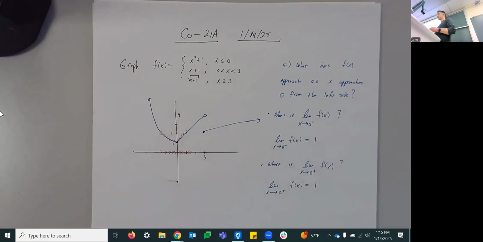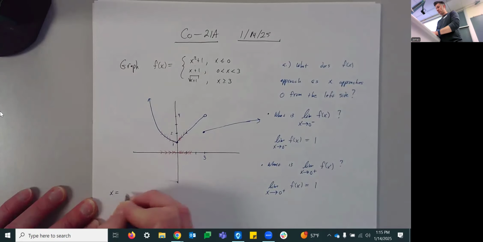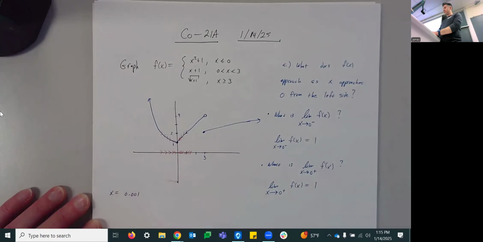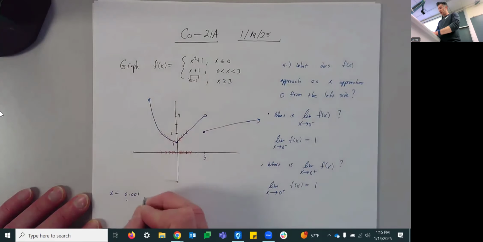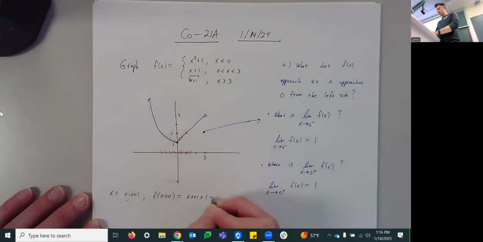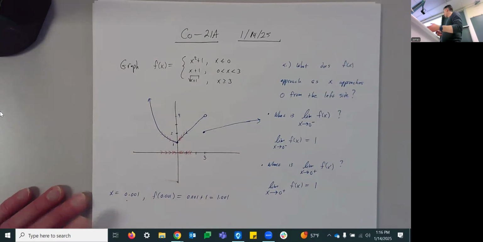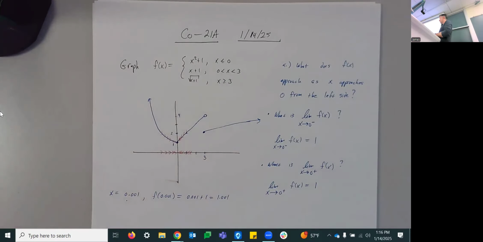Another way you could think about this is that if x were to be a value really, really close to 0 from either side, y would be really, really close to 1. For example, if x were to be equal to 0.001, which is a little bit bigger than 0, I would plug that into the middle part of the function because that's where x is between 0 and 3. And so then f of 0.001 would just be 0.001 plus 1, or 1.001. So we can see it's really, really close to 1 if x is really, really close to 0.